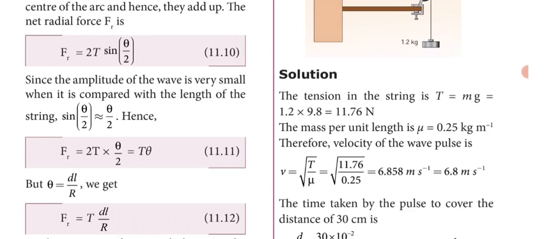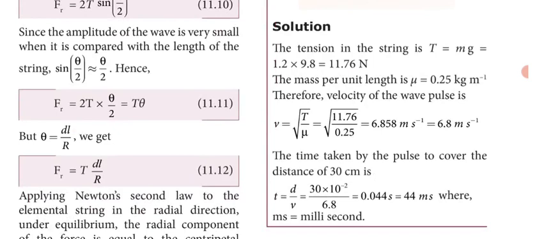The amplitude of the wave is very small compared to the length of the string. So sin theta by 2 is approximately equal to theta by 2. Here sin theta by 2 is nothing but theta by 2, so we have substituted it, and the 2 gets cancelled.